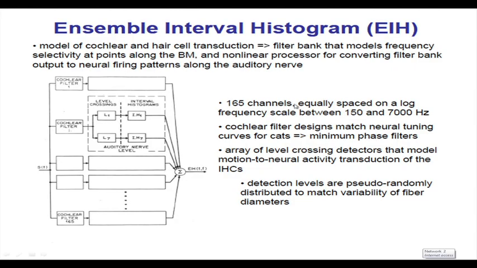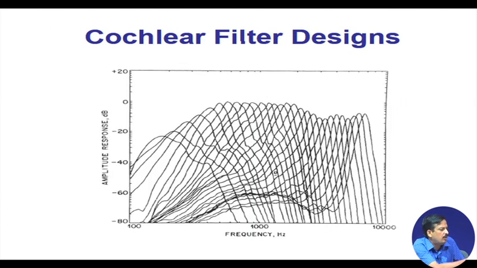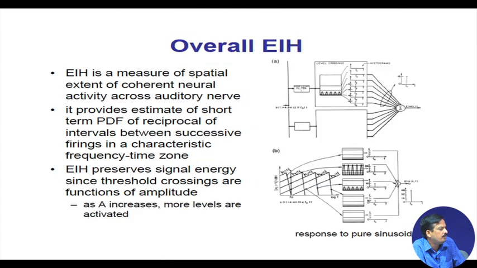How is it modeled? 165 channels equally spaced on a log frequency scale between 150 and 7000 hertz, 165 channel filters. Each cochlear filter is designed to match the neural tuning curve of cats, minimum phase filter, with an array of level crossing detectors that model the neural activity transduction of the inner hair cell, and then we sum it and get the response. Details you can also study if required. Then the cochlear filter design, how it is designed, then the overall EIH response, that is, EIH measures the spatial extent of coherent neural activity across the auditory nerve.